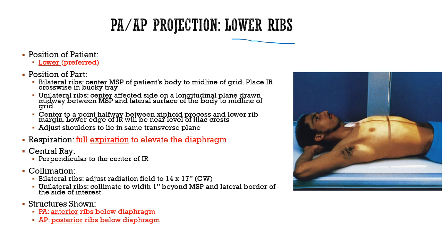We want to perform this exam on full expiration to elevate the diaphragm. And the central ray should be perpendicular to the center of the image receptor. For bilateral ribs, we want to adjust the field to 14 by 17 crosswise, and for unilateral, it should be collimated to within 1 inch beyond the mid-sagittal plane and the lateral border of the side of interest. The PA projection should be used for anterior ribs below the diaphragm, and the AP projection for posterior ribs that are below the diaphragm.